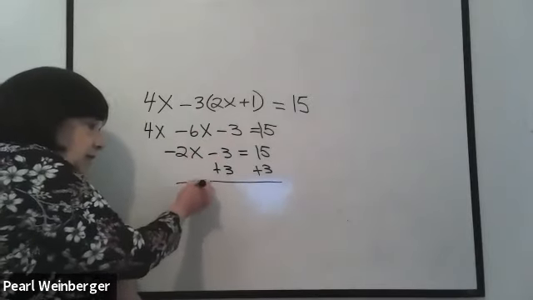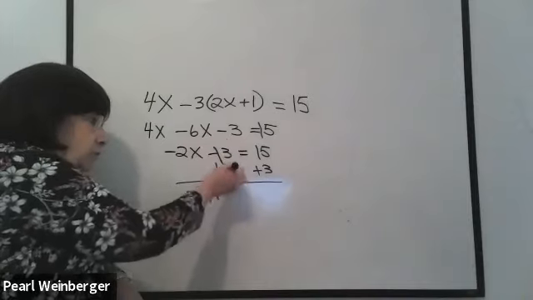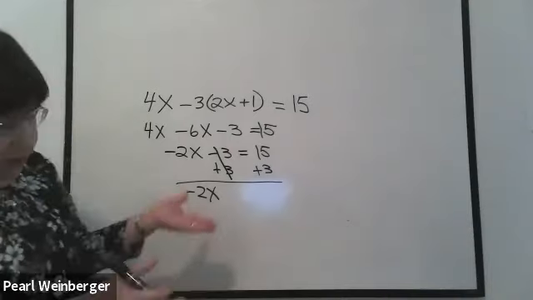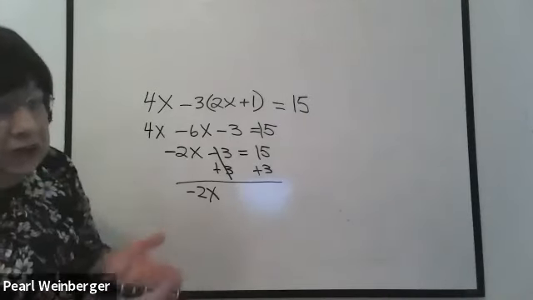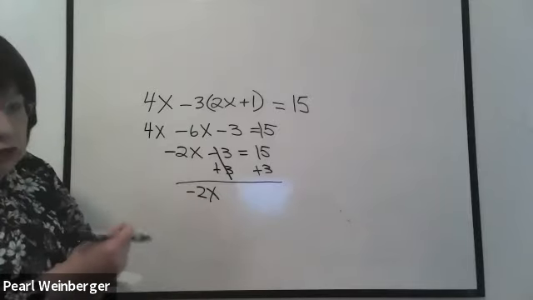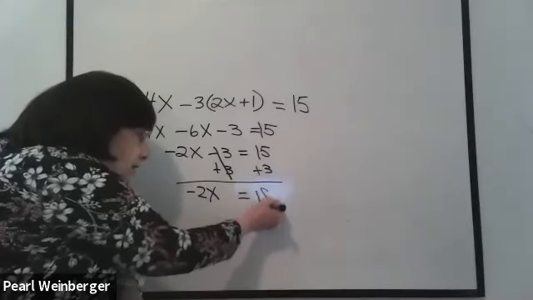This stays the -2x. This -3 and +3 is 0. If there's nothing else left, I have to put the 0 in. But -2x plus 0 is just -2x, so I don't have to put that 0 in. I'm just making it clear for me. 15 plus 3 gives me 18.